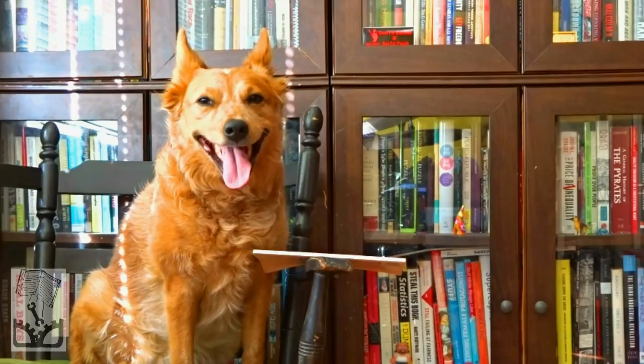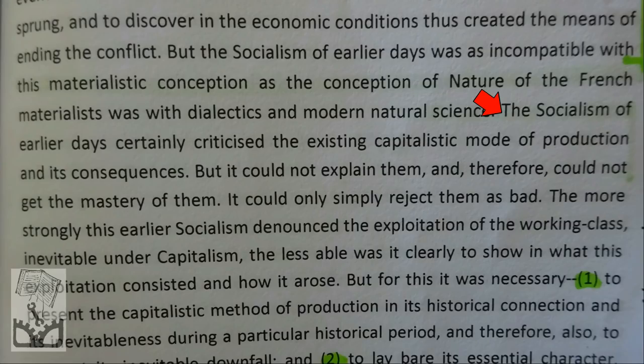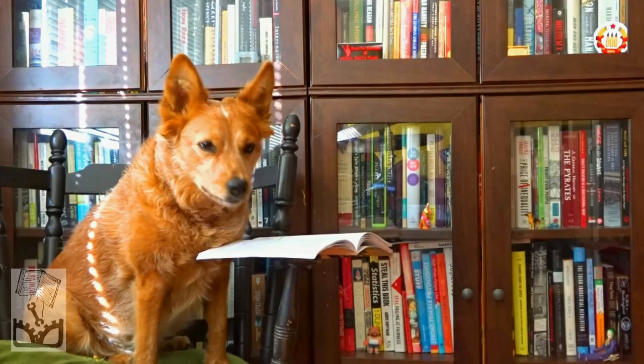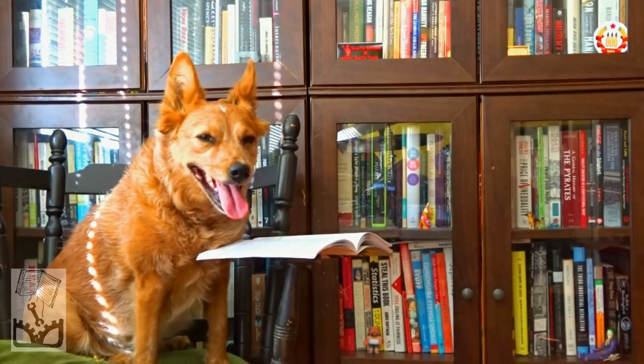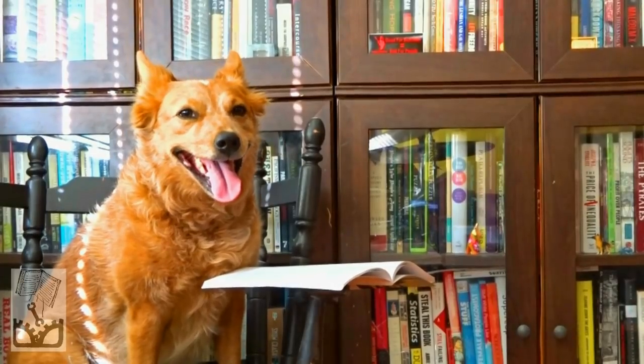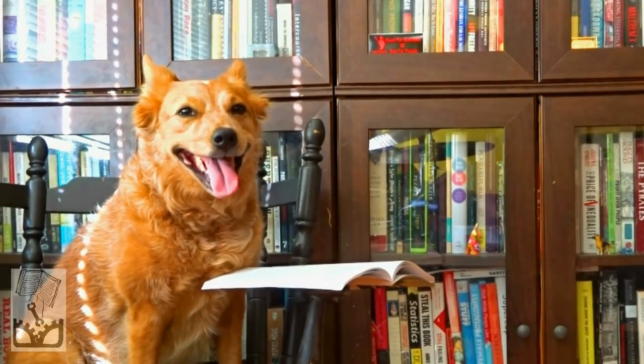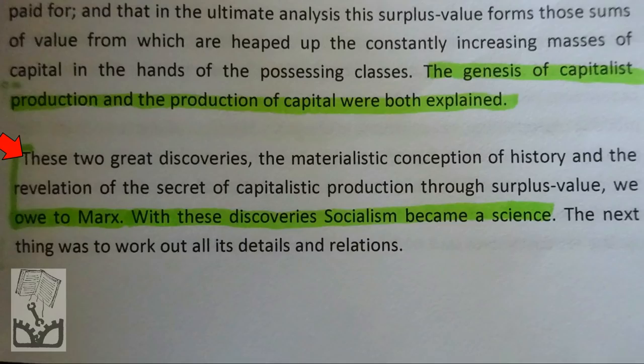Thanks, Melody. Well, from here, Engels argues that the socialism of earlier days certainly criticized the existing capitalist mode of production and its consequences, but it could not explain them, and therefore could not get the mastery of them. Essentially, early socialism failed to properly challenge capitalism because it could not explain aspects like surplus value or exploitation. And Engels concludes, "These two great discoveries, the materialistic conception of history and the revelation of the secret of capitalist production through surplus value, we owe to Marx. With these discoveries, socialism became a science."